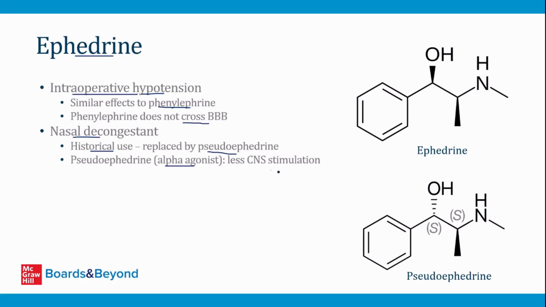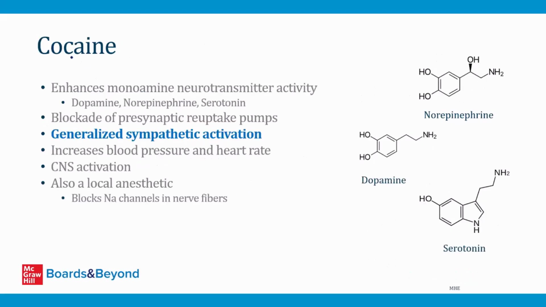And pseudoephedrine has much less CNS stimulation, and that's why it's become the preferred agent over ephedrine. Okay, our final indirect agonist drug that we'll talk about is cocaine. So cocaine, you will read in textbooks, enhances monoamine neurotransmitter activity.